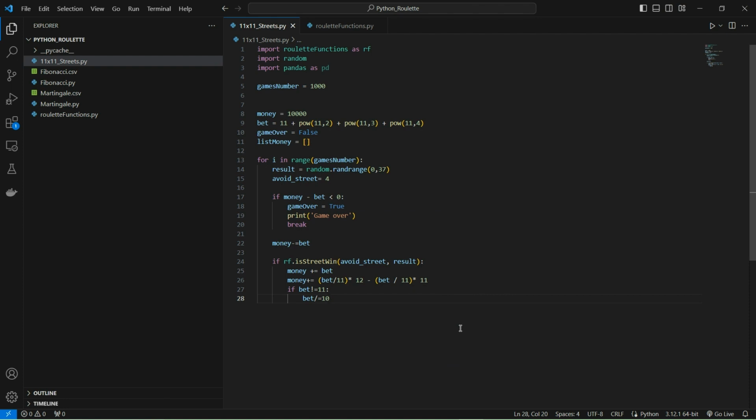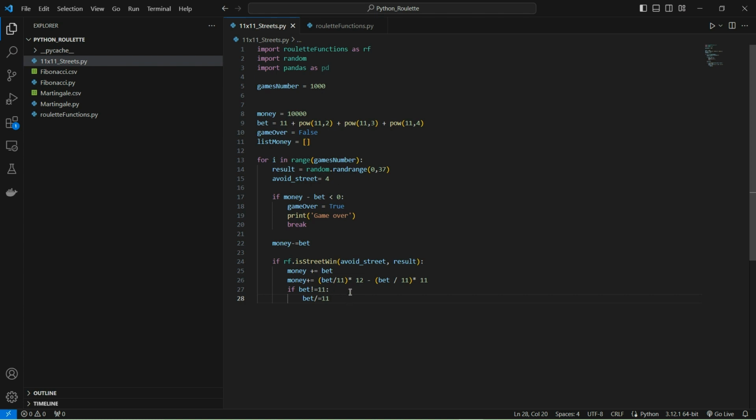So if I bet with 11 euros and win, I will retrieve that 11 euros and I will get one more. This is for retrieving bet and this is for that one more euro. If I bet with 121 euros, I will first retrieve that 121 euros and then I will also get 11 more. And if bet is different from 11, I will divide bet by 11. This is because 11 is the starting bet.